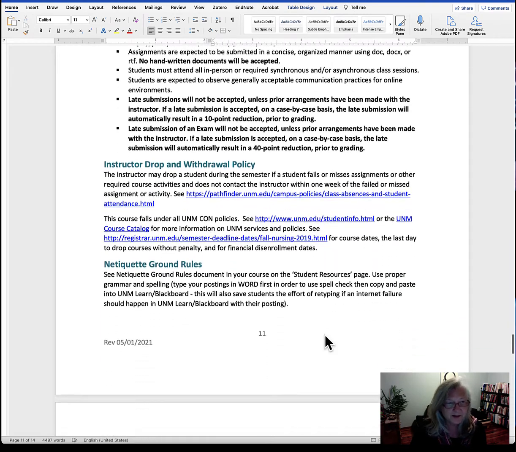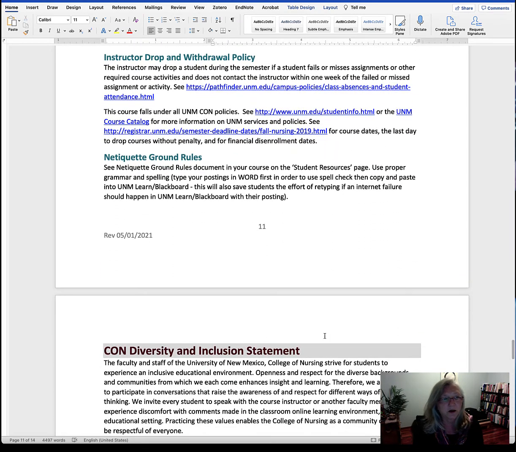And then finally, make sure you're well aware of the drop and withdrawal policies of the university. If you have to drop the class, then it's important to go ahead and do so. But make sure that you're aware of the policies and that you confirm with an advisor or someone that you have actually dropped the class. I don't have the ability to drop you from the class. That is up to you working with the advisor and the registrar to get it done.